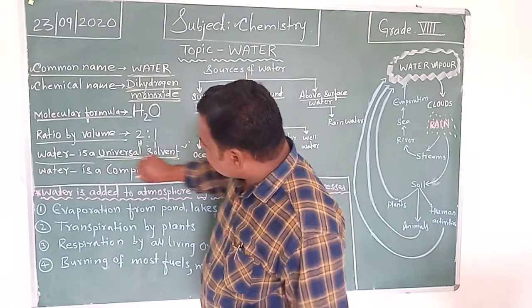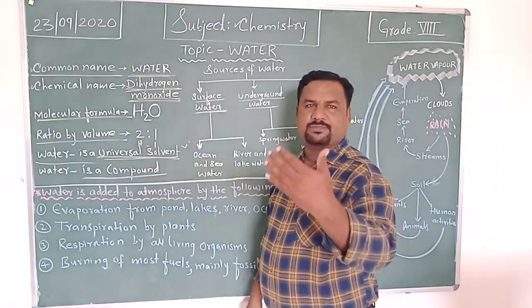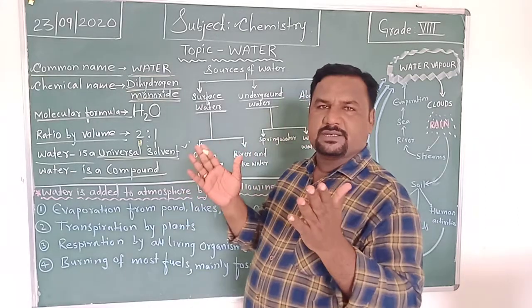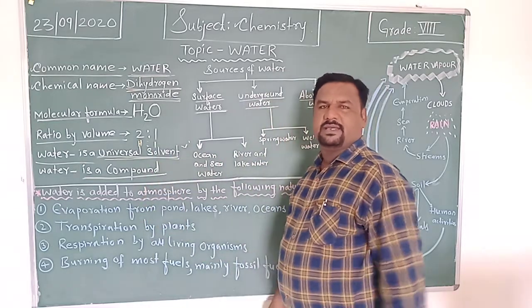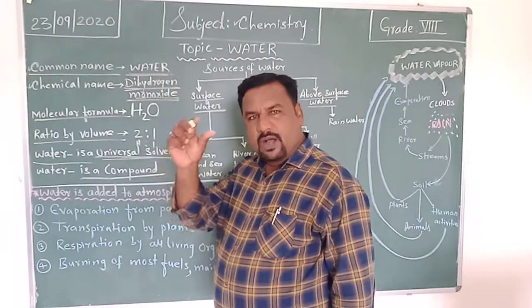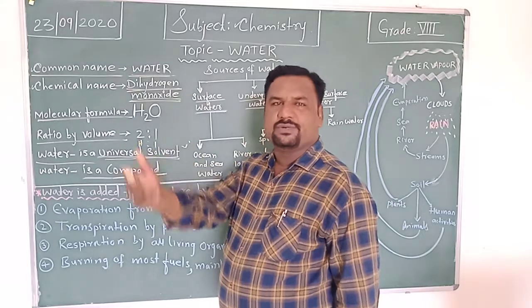And it is also called a compound. Water is a compound. You know the difference between element and compound. An element is a substance which is composed of identical atoms. And what is a compound? A substance whose molecules are composed of 2 or more different atoms.